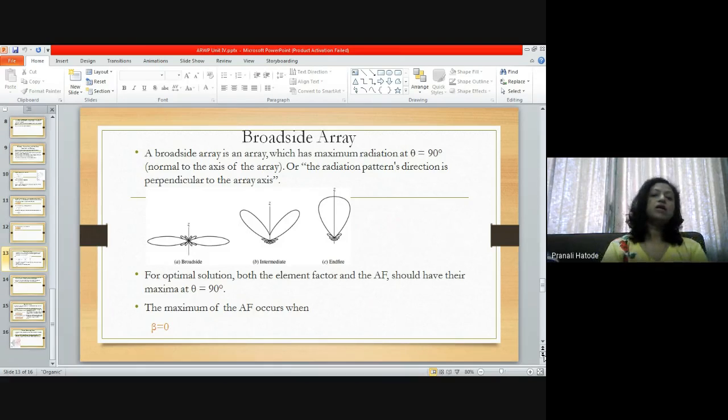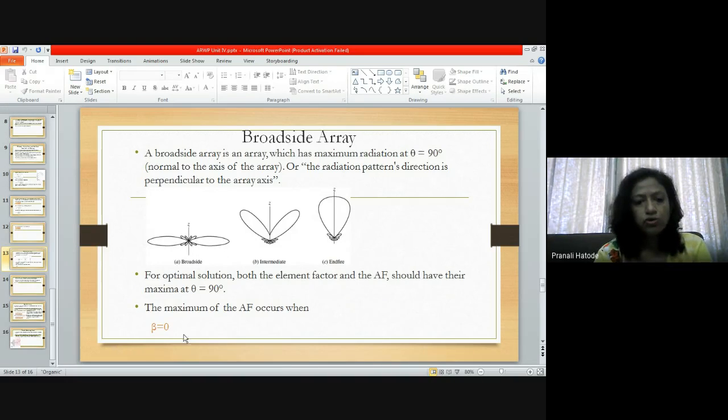Now, the broadside array. The broadside array is an array which has maximum radiation at theta equals 90 degrees, or the radiation pattern is directed perpendicular to the axis of the array. That means if your array antenna is oriented along the z axis, then the radiation pattern created will be exactly 90 degrees away from the orientation. That means if this is my array, then the radiation I will get will be exactly at theta equals 90 degrees, which you can see in figure A.